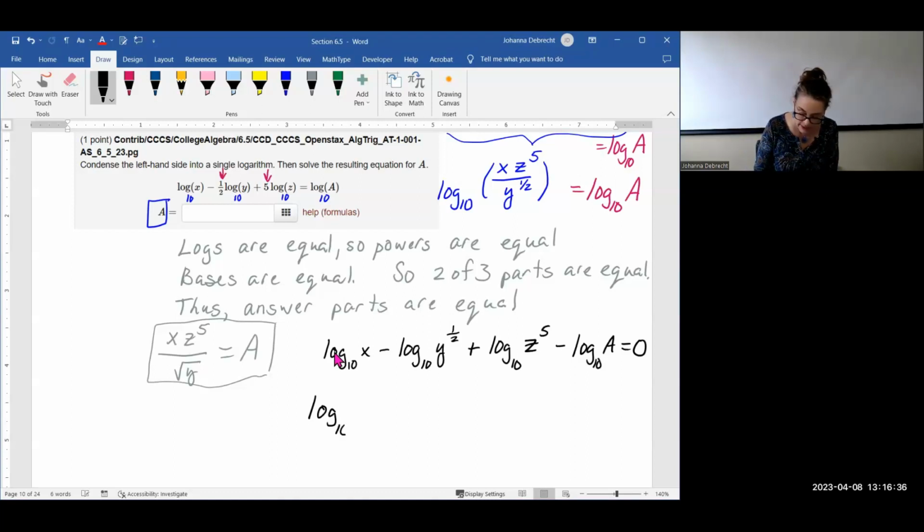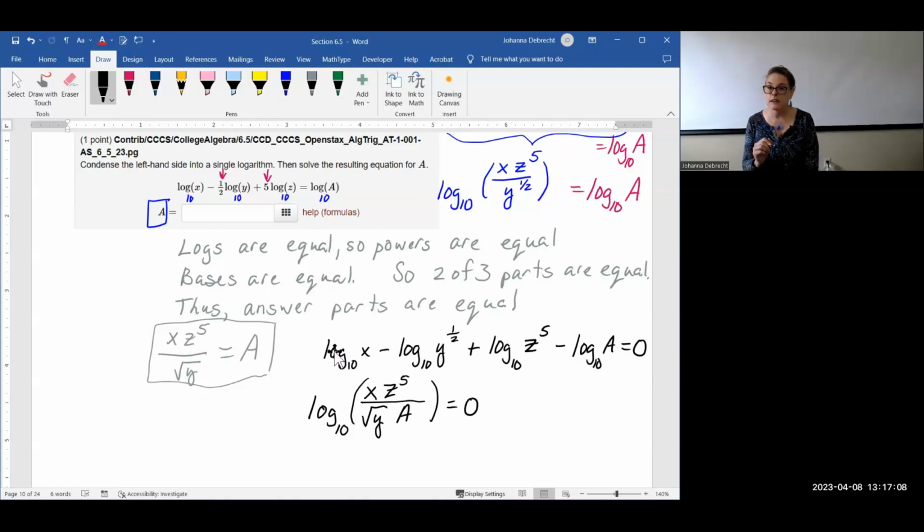So I have log base 10. X was positive from a positive logarithm, so it goes on top. And the y to the 1/2 came from a negative logarithm, and I'm going to write it as square root of y. The log of z to the 5th was positive, so z to the 5th goes on top. And then the log base 10 of a was negative, so the a goes to the denominator, and it equals 0. Now you may look at that and go, that is not what you got the first time. I'm not done yet.